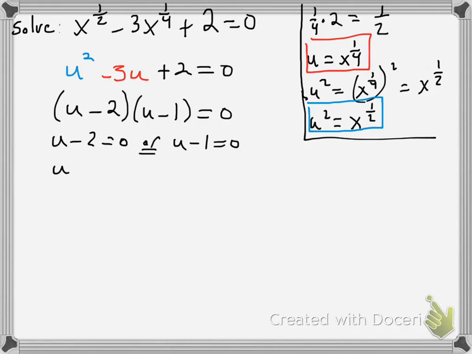Okay, and solving both of these, u minus 2 equals 0. We add 2 to both sides, u equals 2. The other one, u minus 1 equals 0. We add 1 to both sides, so u is equal to 2, or u is equal to 1.